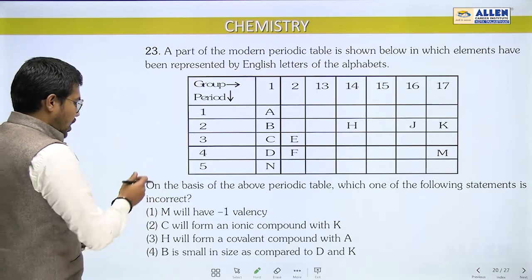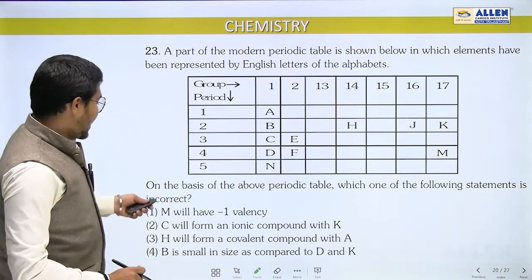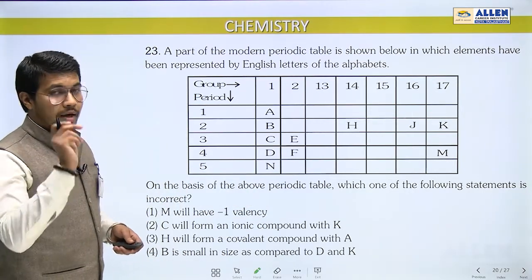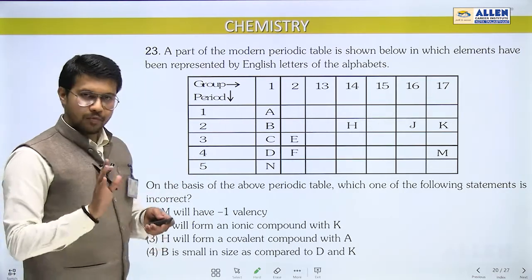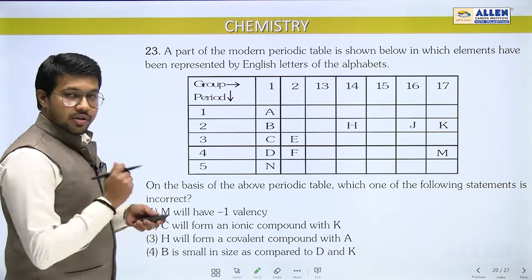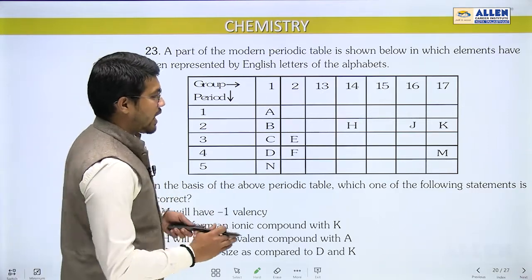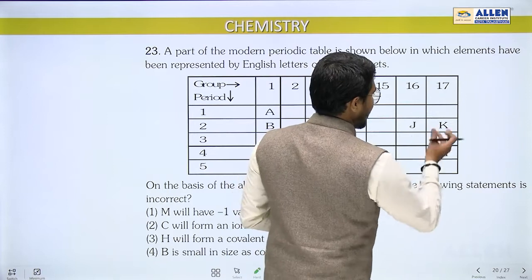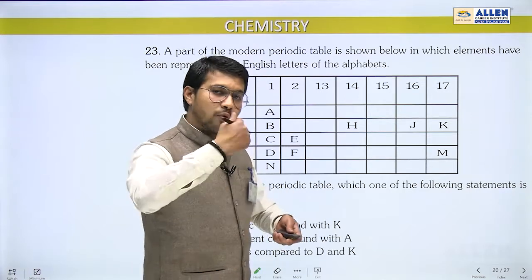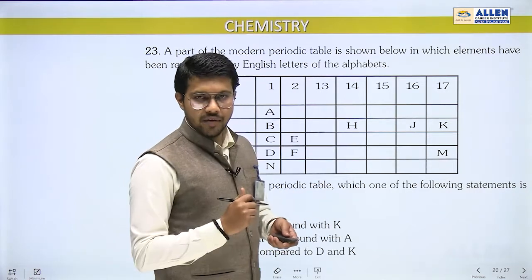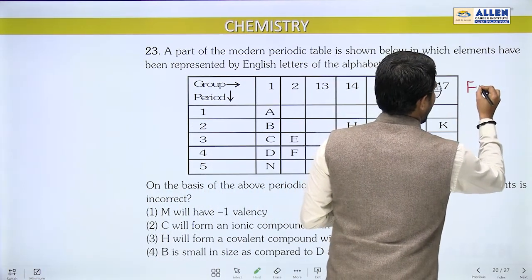On the basis of the above periodic table, which one of the following statements is incorrect? We have to be careful while solving this particular question, because we have to identify the incorrect statement. Coming on to our first statement: M will have -1 valency. M lies in group 17 and group 17 is of halogens. So obviously halogens need only one electron to achieve the nearest noble gas configuration. Let's say fluorine, I am just taking an example.